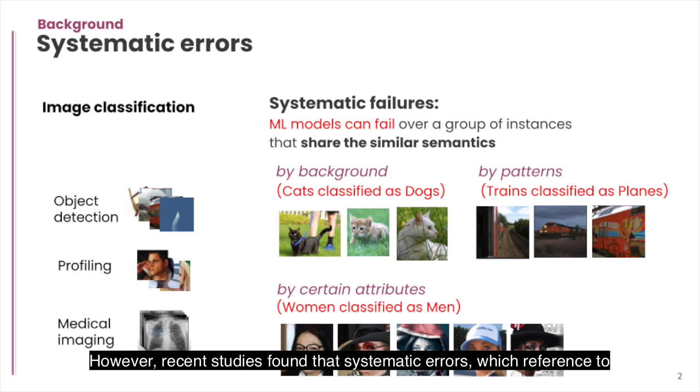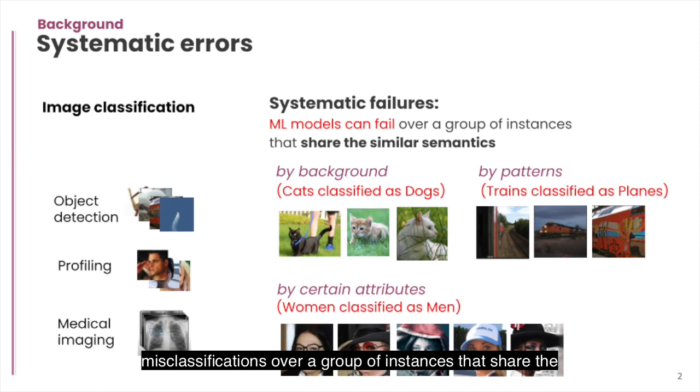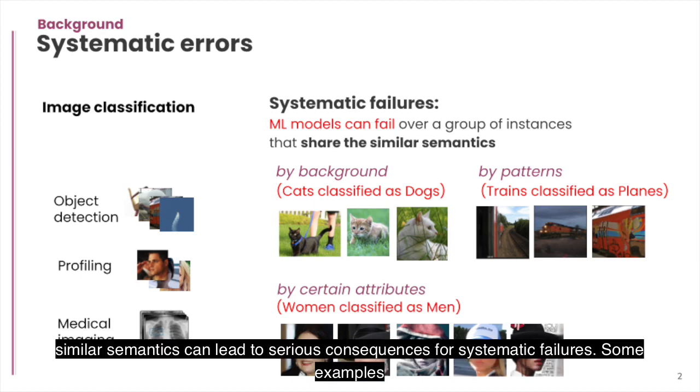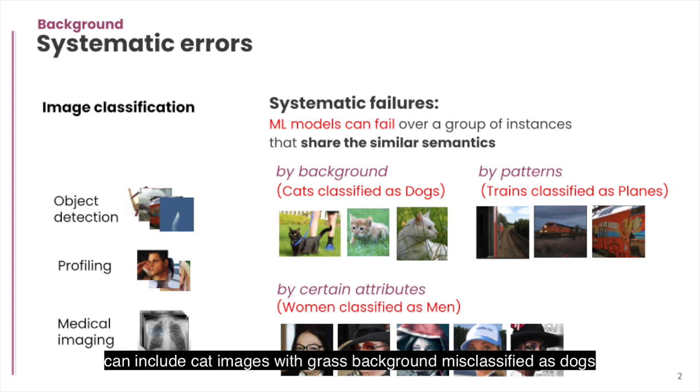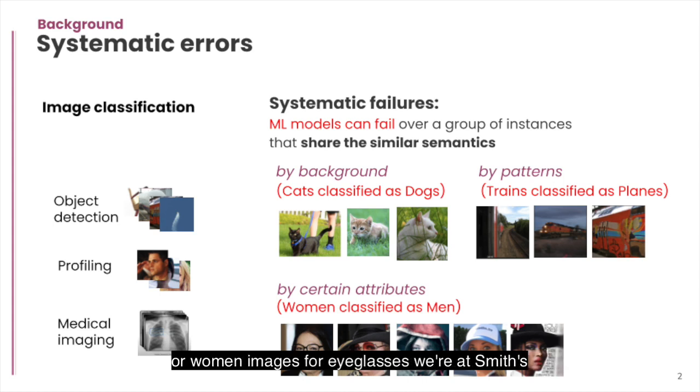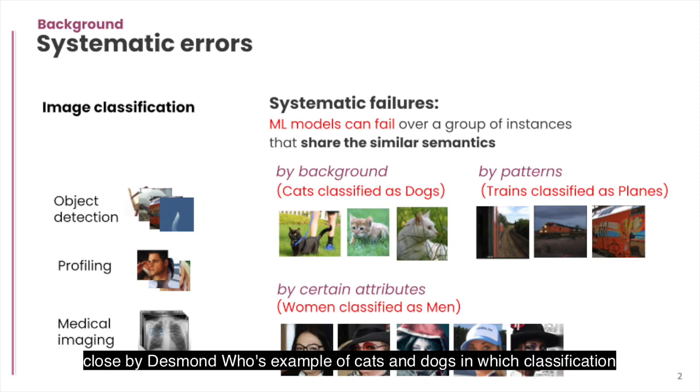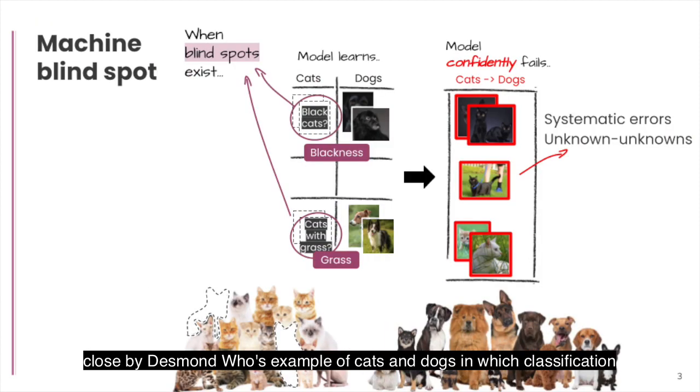However, recent studies found that systematic errors, which refers to misclassifications over a group of instances that share similar semantics, can lead to serious consequences with systematic failures. Some examples can include cat images with grass background misclassified as dogs, or women images wearing eyeglasses or hats misclassified as men. Suppose an example of cats and dogs image classification.